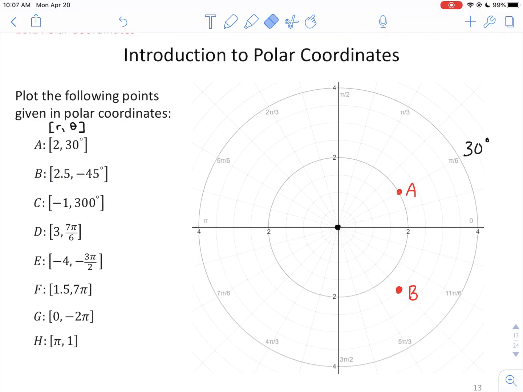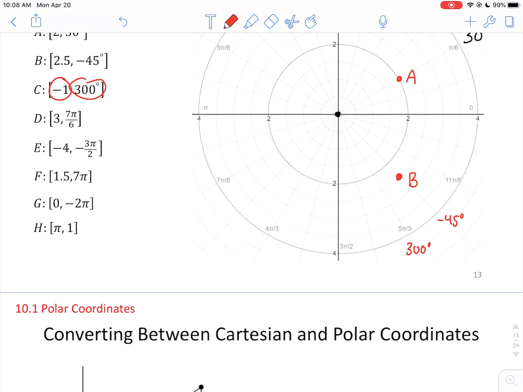All right, the next one, point C. How do we interpret a negative r? When you have a negative r, you still focus on the angle first. So we're going to do a positive 300 degrees. Well, 300 degrees is 60 degrees less than a full rotation. So really I could go clockwise 60 degrees, and that would get me to the same trajectory as going counterclockwise 300 degrees. Here's our 300 degree trajectory along this line here.